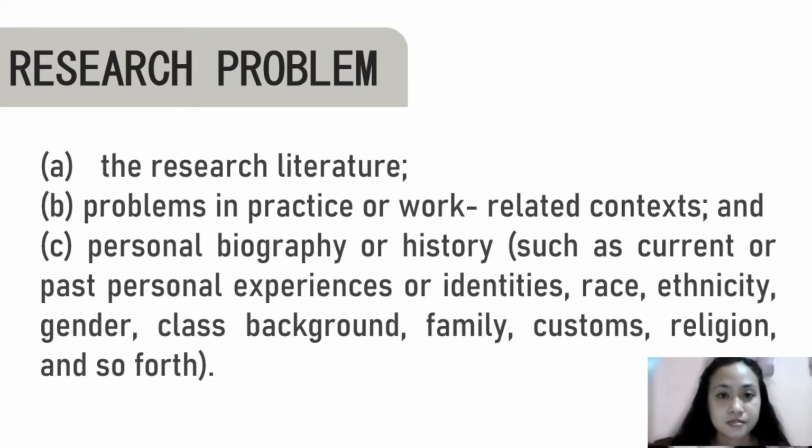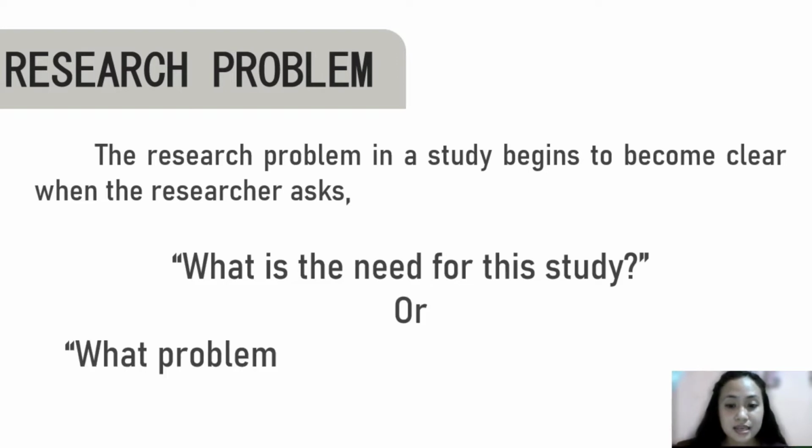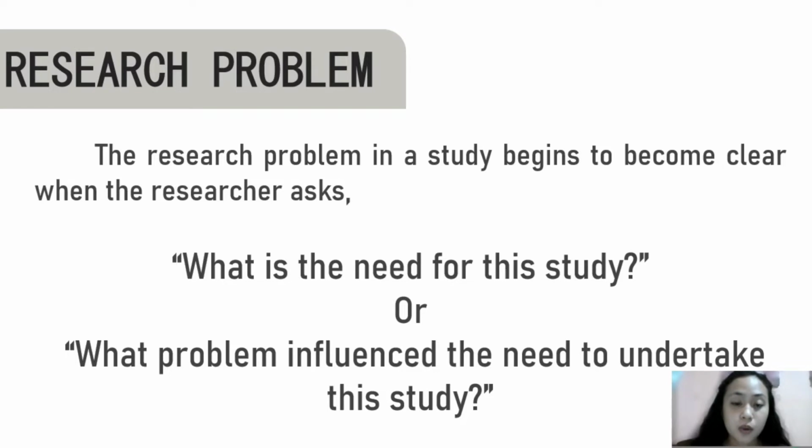Next, in applied social science research, problems arise from issues, difficulties, and current practices in real-life situations. The research problem in a study begins to become clear when the researcher asks, what is the need for this study? Or what problem influenced the need to undertake the study? For example, schools may not have implemented multicultural guidelines. Faculty and colleges need to engage in professional development activities in their departments. Minority students need better access to universities, or a community needs to better understand the contributions of its early female pioneers. These are all significant research problems that merit further study and establish a practical issue or concern that needs to be addressed.